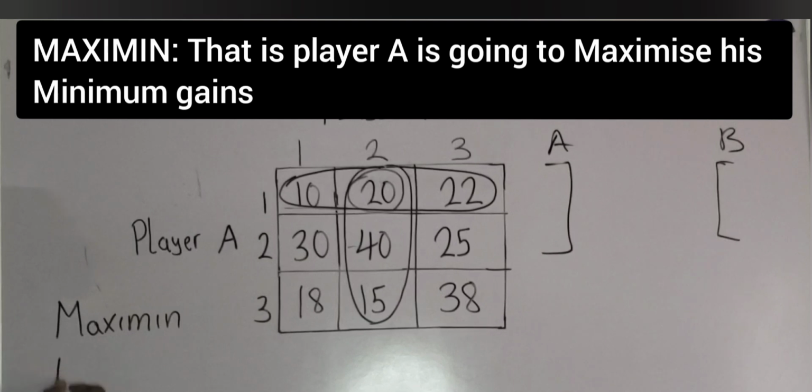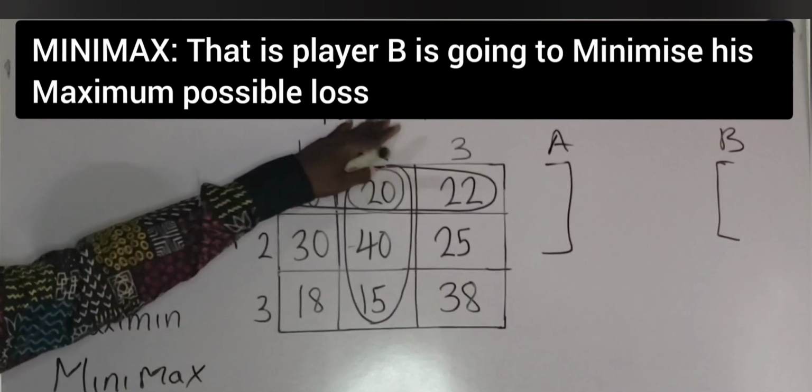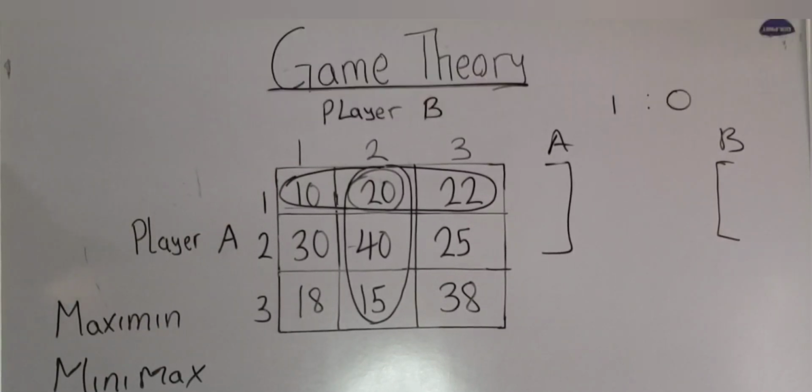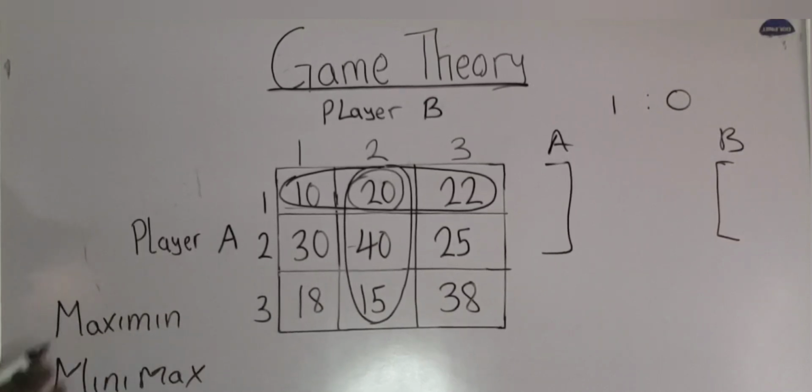Then the minimax principle is adopted by this player, the player on the column side. With the minimax principle, this player will try to minimize the maximum possible loss. Player A will adopt the maximin principle, that is the maximum of the minimum. He will try to maximize the possible benefit, the possible profit. Are you getting what I'm saying?